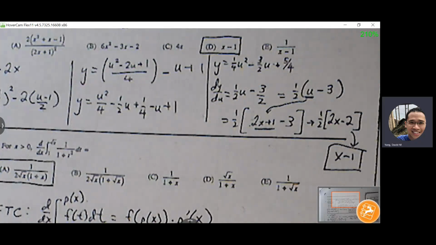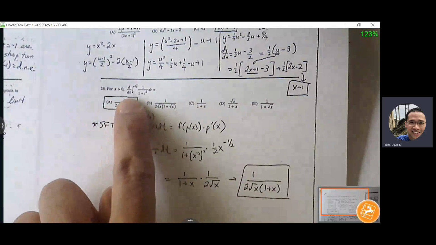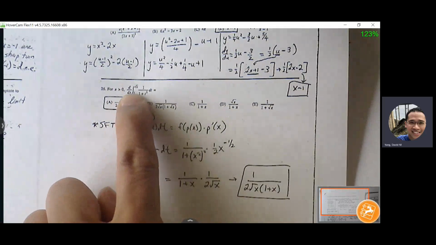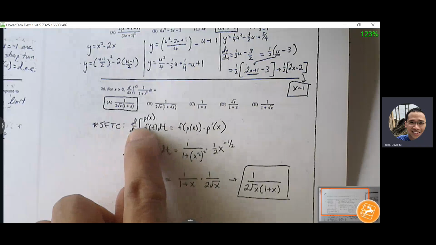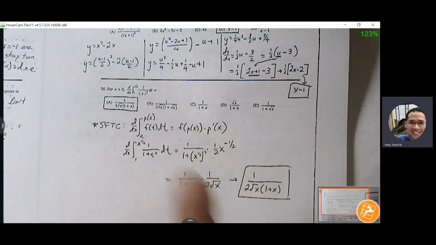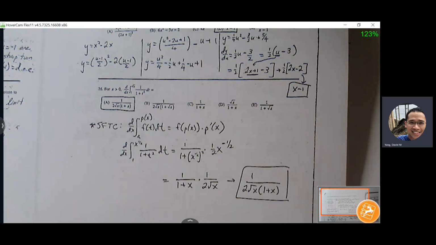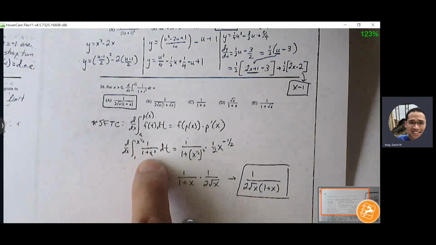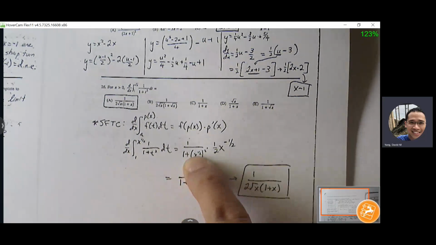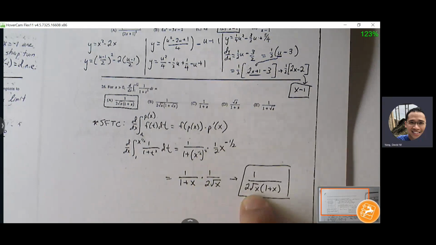Okay, number 26. You notice there's a derivative in front of an integral. You know that this is basically a setup for the second fundamental theorem. So just have to apply the rule, f of p of x times p prime. You know your lower bound is going to be a constant. It will just go away. So plug the upper bound into the variable of the expression, and then multiply your expression by the upper bound's derivative.